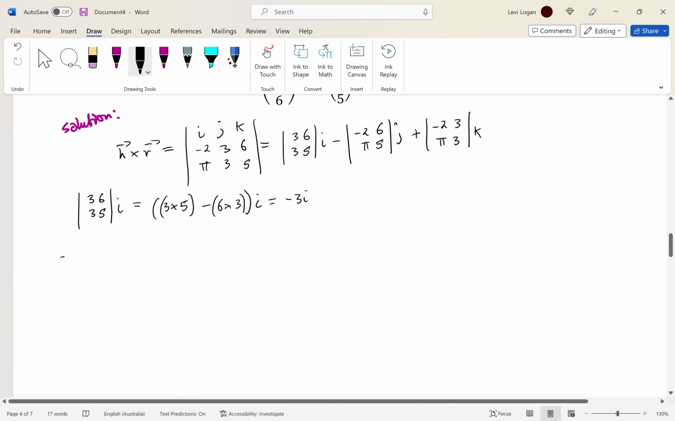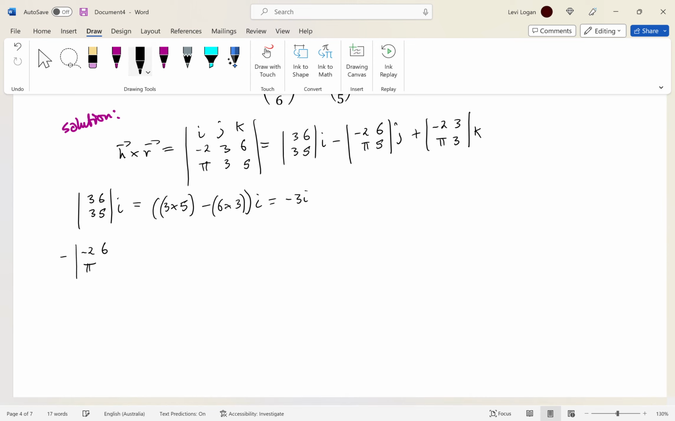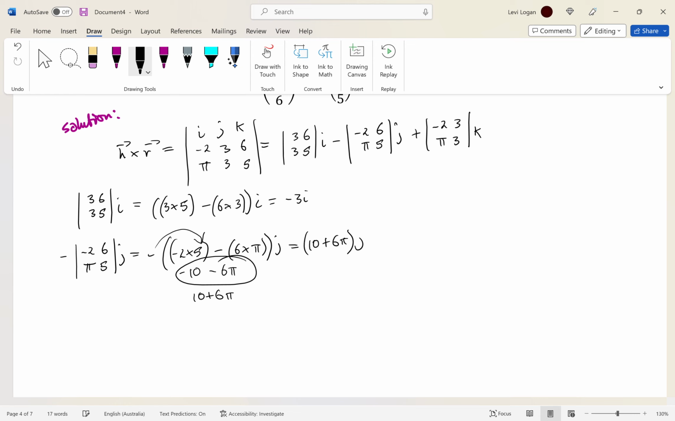So we're going to have negative determinant 6, 2, 6, pi, 5, j. So what's this going to be equal to? Negative at the front, then we're going to have negative 2 times 5, then minus 6 times pi, j. Now this is going to be a yucky number, so this is going to be negative 10, this is going to be negative 6 pi. I don't know what that's going to be, but if we distribute the negative on the inside, we're going to have 10 plus 6 pi. So our j component is 10 plus 6 pi. Okay.